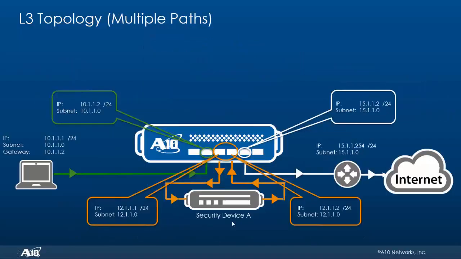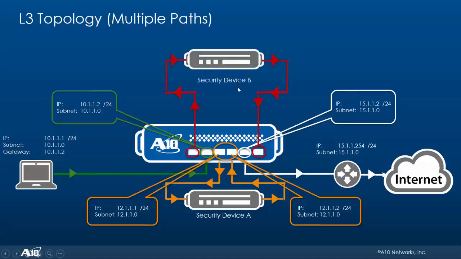Now let's look at L3 topology with multiple paths. The topology looks similar to L3 topology with single path, but the difference comes in when we take two more interfaces on the A10 device and connect a new security device, namely security device B, to the network. Security device B is connected the same way that security device A is connected to the A10 device. The only difference is that security device B will be on a separate subnet. You can see that the subnet that we've chosen in this example is 13.1.1.0.